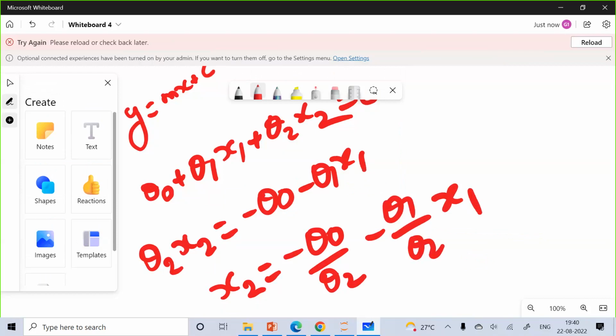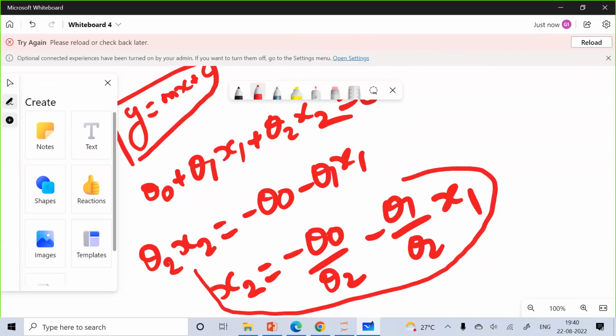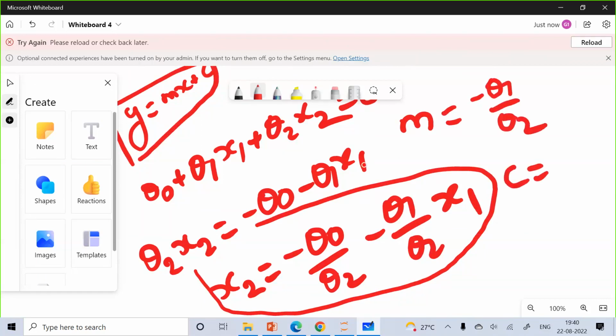So y equivalent to mx plus c. Isn't it in the same form now? x2 is equivalent to minus theta naught by theta 2 plus minus theta 1 by theta 2 times x1. Isn't it the same form? Tell me, what is the m value here? Minus theta 1 by theta 2. What is the c value? Minus theta naught by theta 2. The same thing in the code is given as W0, W1 and W2, instead of theta naught, theta 1, theta 2. Okay, that's all.